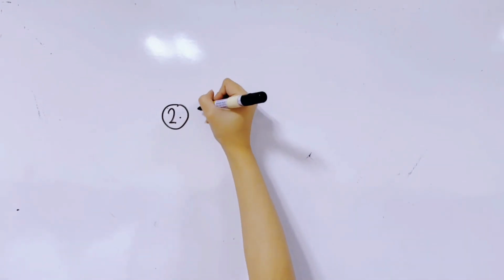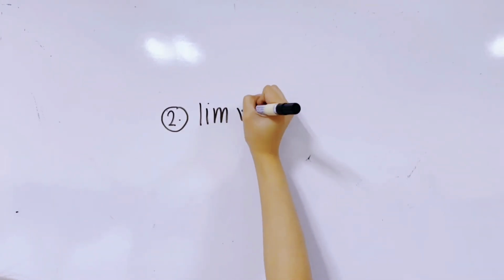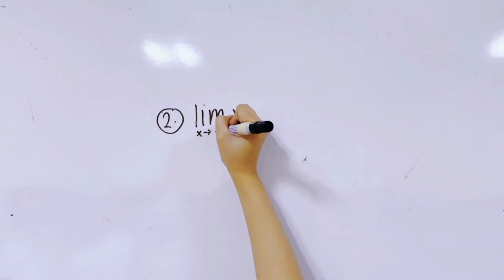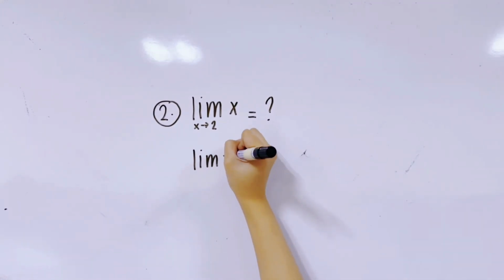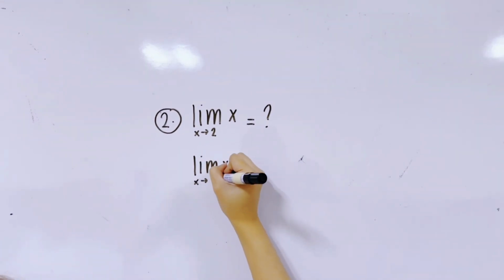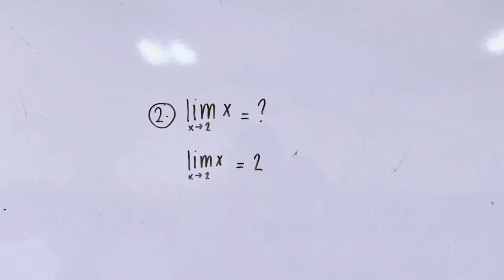In this equation, we will be using the limit of identity, where it is equal to the number as x approaches it. So as a result, the limit of x as x approaches 2 will result in the number 2.